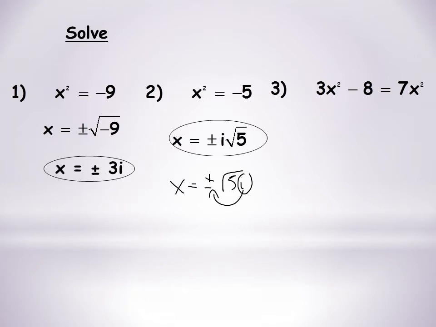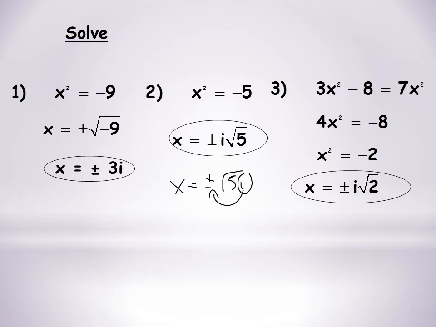3x squared minus 8 is 7x squared. Again, just like in Algebra 1, you're going to start by combining all of your like terms. So 4x squared equals 8, divide by 4, and take the square root of both sides, not forgetting your plus or minus, and then pulling out that negative as an i.